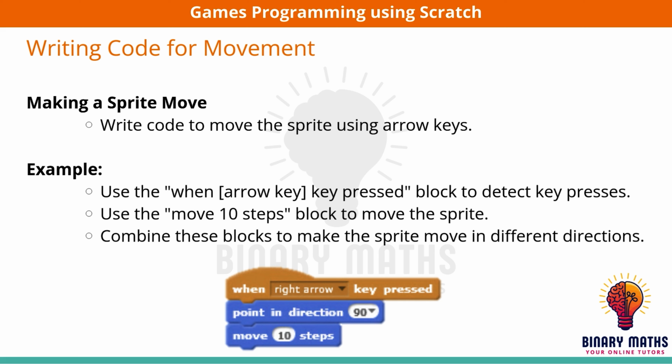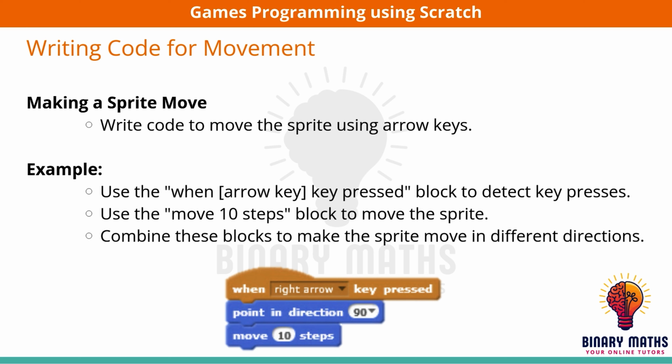To make our sprite move, we need to write some code. In Scratch, you can use the when arrow key pressed block to detect any key presses, and the move 10 steps block to move the sprite. By combining these blocks, you can make the sprite move in different directions.